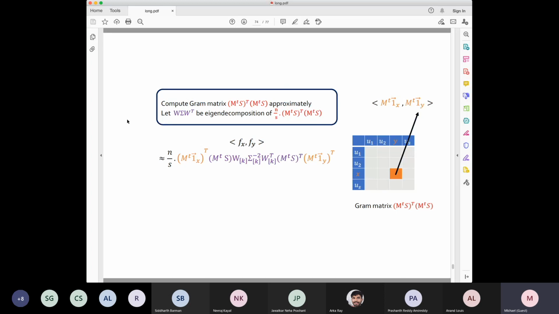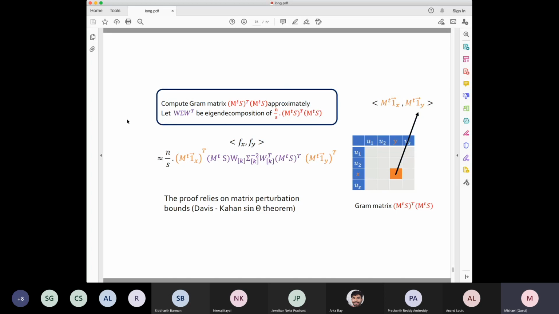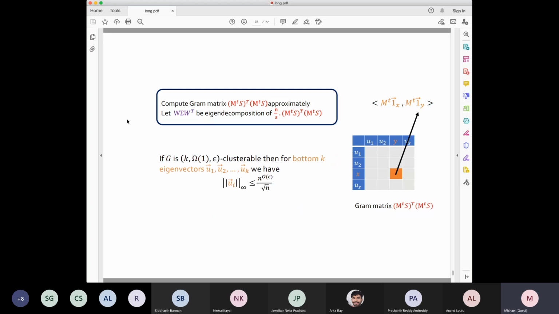And then you compute the eigendecomposition of this matrix. You truncate this eigendecomposition, you basically do a rank k approximation of that, and you divide, so to speak, by this matrix in the middle. I don't have time to get into the details of this. Let me just say that the analysis of this algorithm relies on matrix perturbation bounds, such as the Davis-Kahan sine theta theorem. We essentially prove that in k-clusterable graphs, you can get a very good approximation to the eigenspace spanned by the bottom k eigenvectors of the Laplacian, and that's how this proceeds.